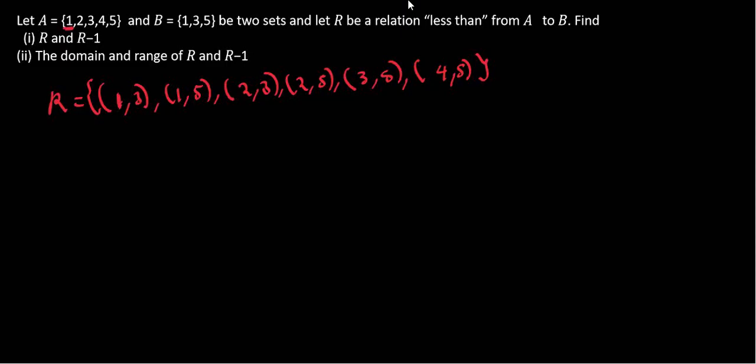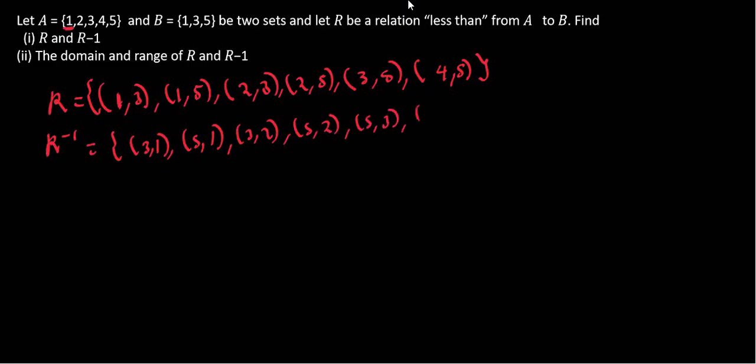Okay, now what is the relation inverse? We just swap now. So it will be (3, 1), (5, 1), (3, 2), (5, 2), (5, 3), then (5, 4). That's what it means.